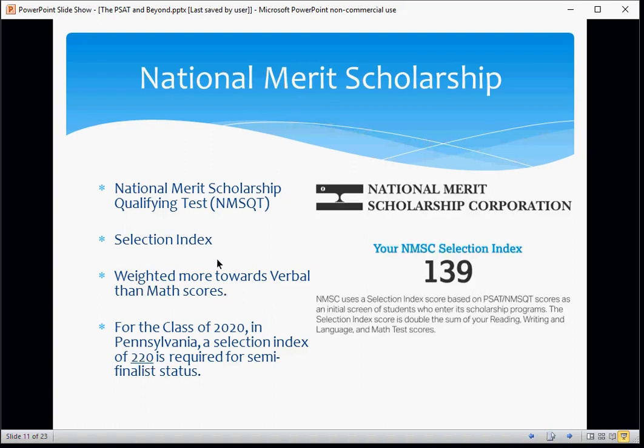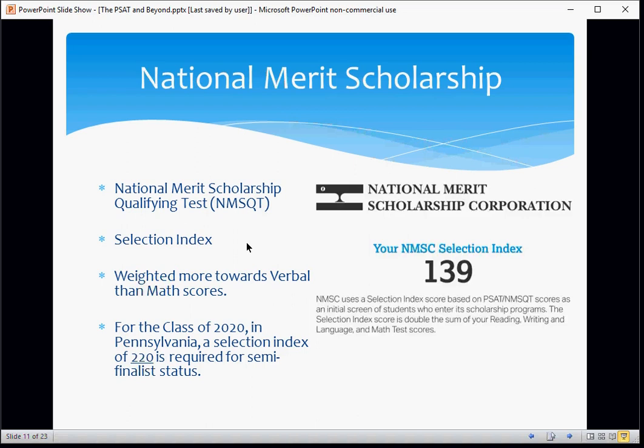First of all, the selection index is determined by using the numbers that we saw earlier for the reading, the writing, and the math. And they're going to be actually weighted more towards verbal than math. So they're going to count the reading score, and then the writing score, and then the math score. So each of those is counted as 1/3 of your overall score.